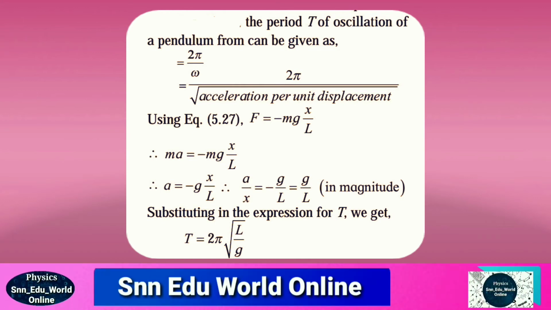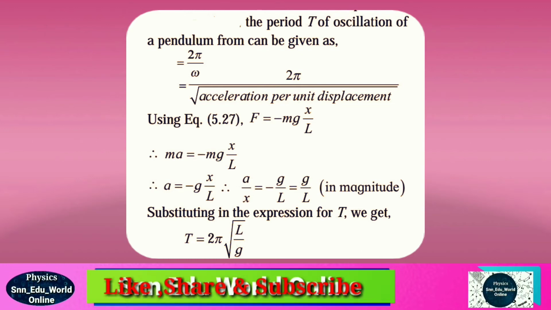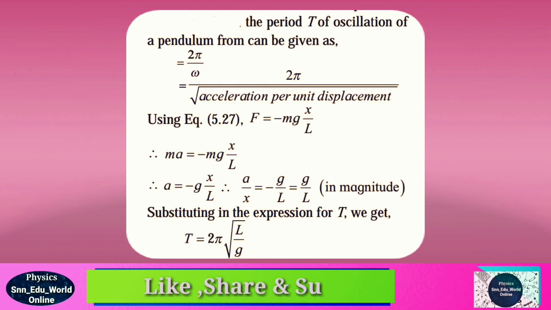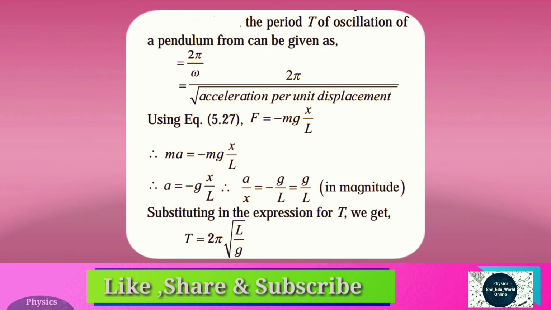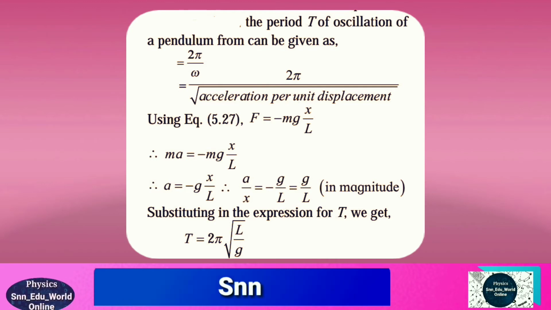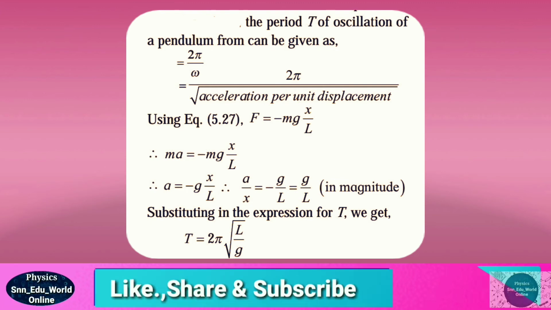Now, using the previous equation of force, F = −mgx/L. The force can be written as mass into acceleration by Newton's second law. So ma = −mgx/L. After solving this, we get a = −gx/L. So a/x, that means acceleration per unit displacement, we find from this equation to be −g/L. If we consider only the magnitude, it will be g/L, meaning the negative sign should not be considered for the direction.